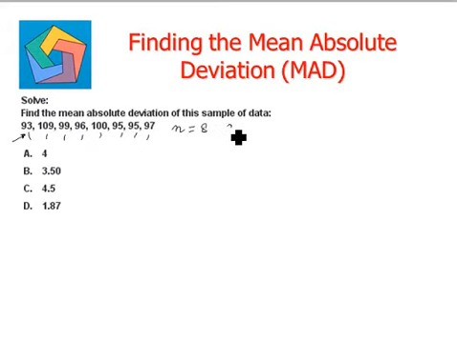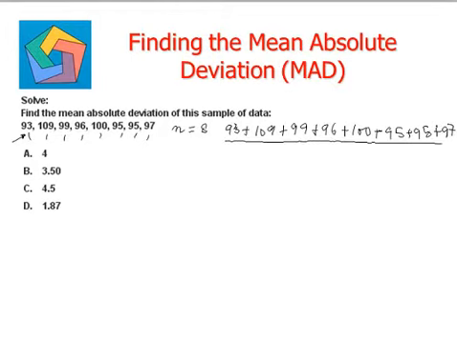So that is 93 plus 109 plus 99 plus 96 plus 100 plus 95, 95 and 97. All the sum divided by 8 because 8 is the count. So this total is 784 divided by 8, which equals 98. So our mean is 98.